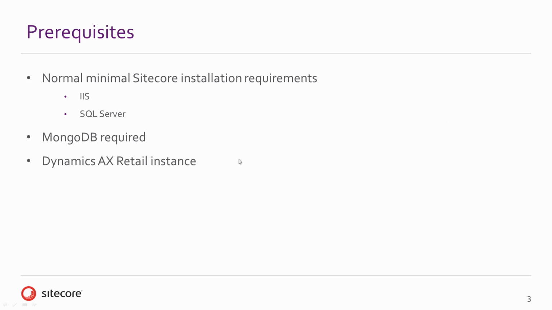So the prerequisites for this installation are first off the normal prerequisites for a Sitecore installation itself. So that includes having a Windows machine that meets the criteria for a Sitecore installation, as well as IIS and SQL Server. MongoDB is an optional component for a Sitecore installation, however, it's required for this particular integration. And lastly, you'll need a Microsoft Dynamics AX Retail instance.